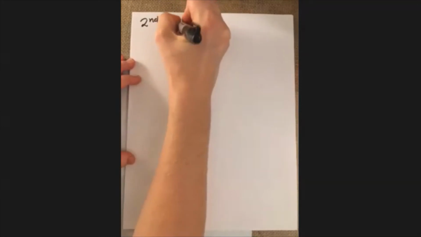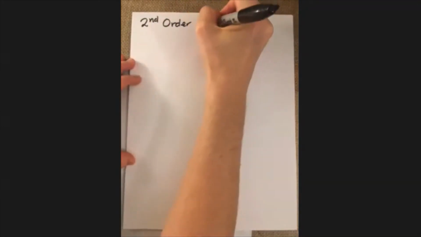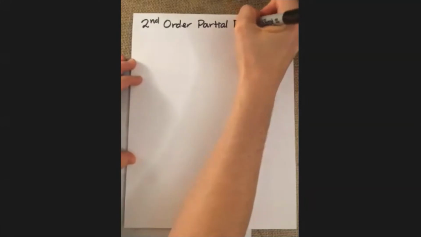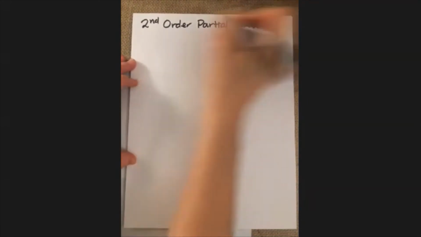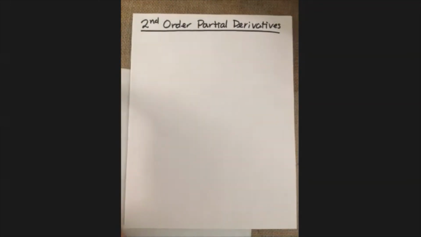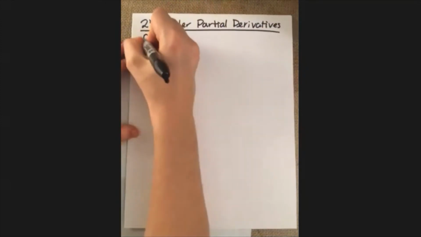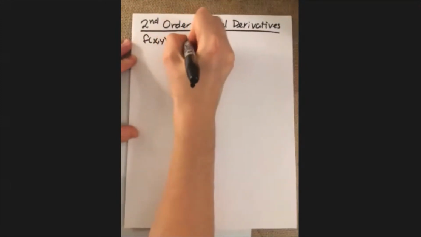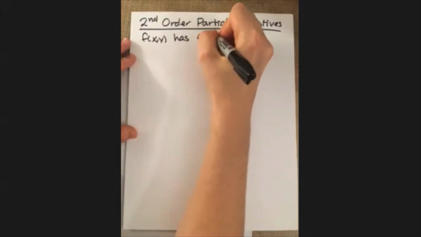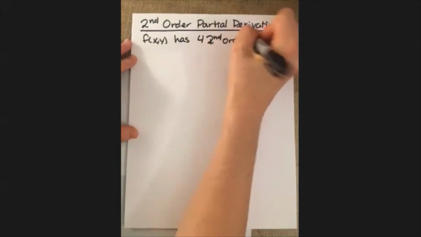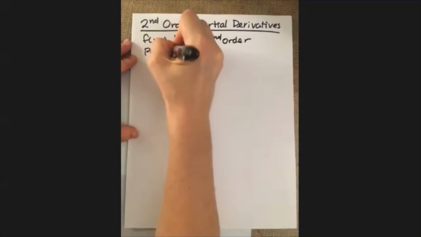All right, let's look at taking second order partial derivatives. So when we take a second derivative, generally, we just simply take the derivative again. Well, this time we have two options for taking derivatives, which means that in total, when we take derivatives twice, we're going to wind up with 4 partial derivatives. So f of xy has 4 second order partial derivatives.